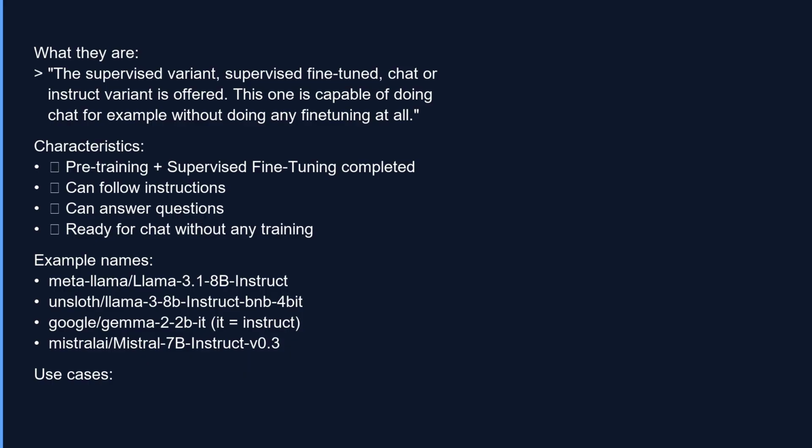Example names: meta-llama, Llama 3.1 8B Instruct. Unsloth, Llama 3 8B Instruct BNB 4-bit. Google, Gemma 2 2B it, instruct. Mistral AI, Mistral 7B Instruct v0.3.